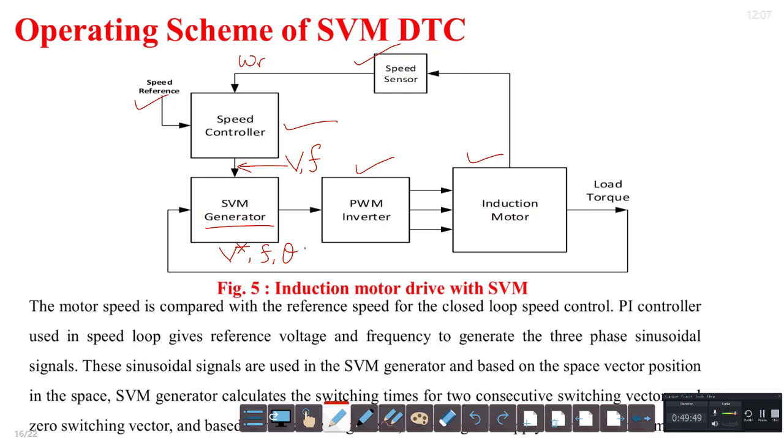The PI controller used in the speed loop gives the reference voltage and frequency to generate the 3-phase sinusoidal voltage signals. These sinusoidal signals are used in the space vector modulation generator, and based on the space vector position, the generator calculates the switching times for 2 consecutive switching vectors and a 0 volt switching vector, based on the dwell time equations.